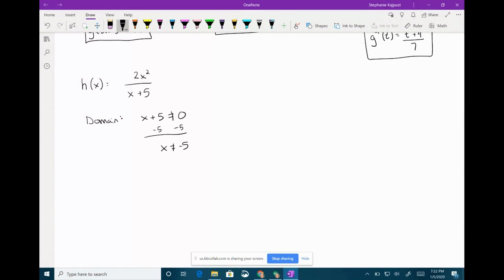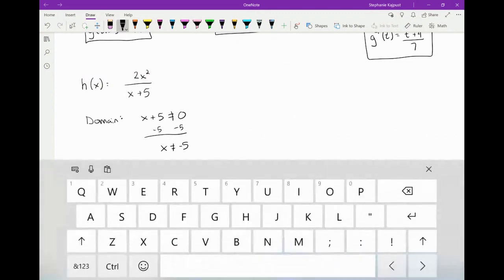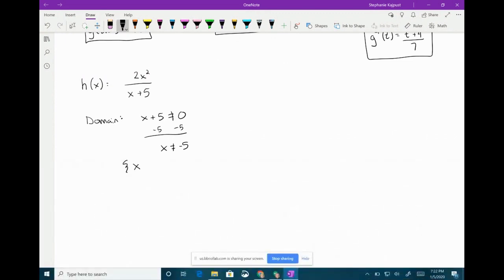And so we can write this in set builder notation where you say x cannot equal negative 5, and we're just assuming x is real numbers. Or if you want interval notation, you're going from negative infinity to negative 5, and it's an open parenthesis at negative 5 because negative 5 is not included. And then we have the other end, negative 5 to infinity. So that would be the other way of writing the domain if you're not including one specific value.